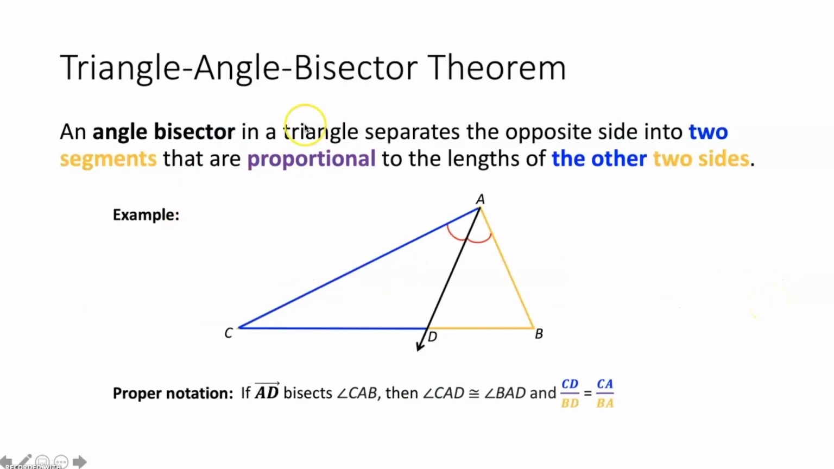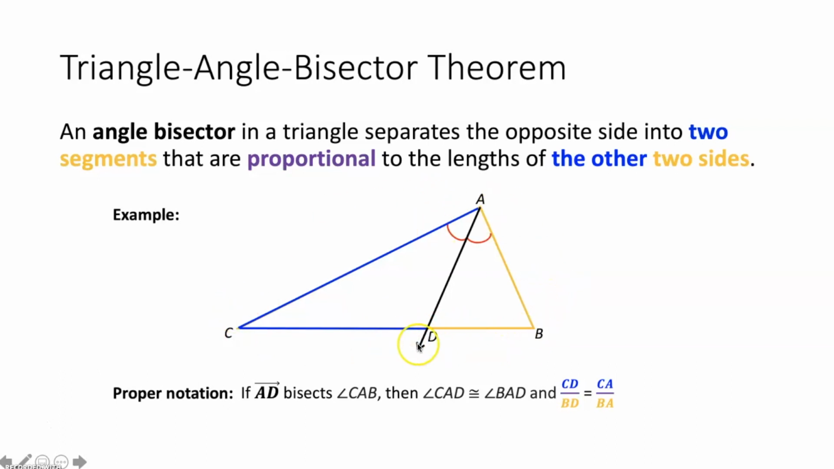Now, the triangle angle bisector theorem says an angle bisector in a triangle separates the opposite side into two segments that are proportional to the lengths of the other two sides. So what this means is that if we look at our example down here, we have a triangle CAB. If in this triangle you have an angle bisector, in this case ray AD, and that angle bisector crosses through or intersects the opposite side, so segment CB, it's going to divide that side into two separate segments, segment CD and segment BD.